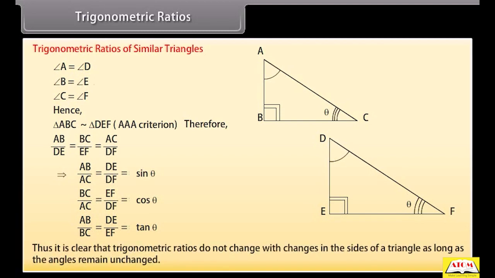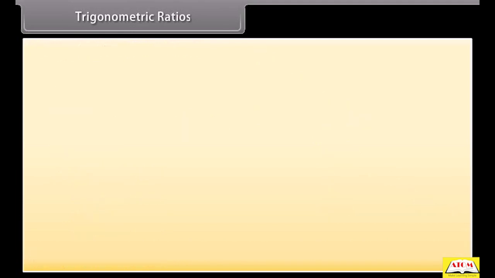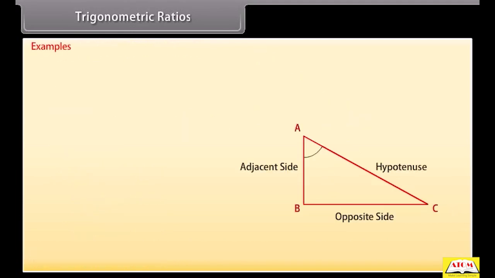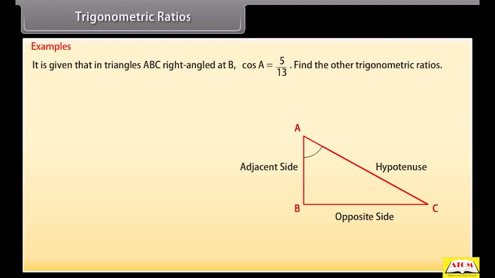Thus, it is clear that trigonometric ratios do not change with changes in the sides of a triangle as long as the angles remain unchanged. Examples. Let us look at some examples to consolidate our understanding of trigonometric ratios. It is given that in triangle ABC, right angled at B, cos A is equal to 5 upon 13. Find the other trigonometric ratios.